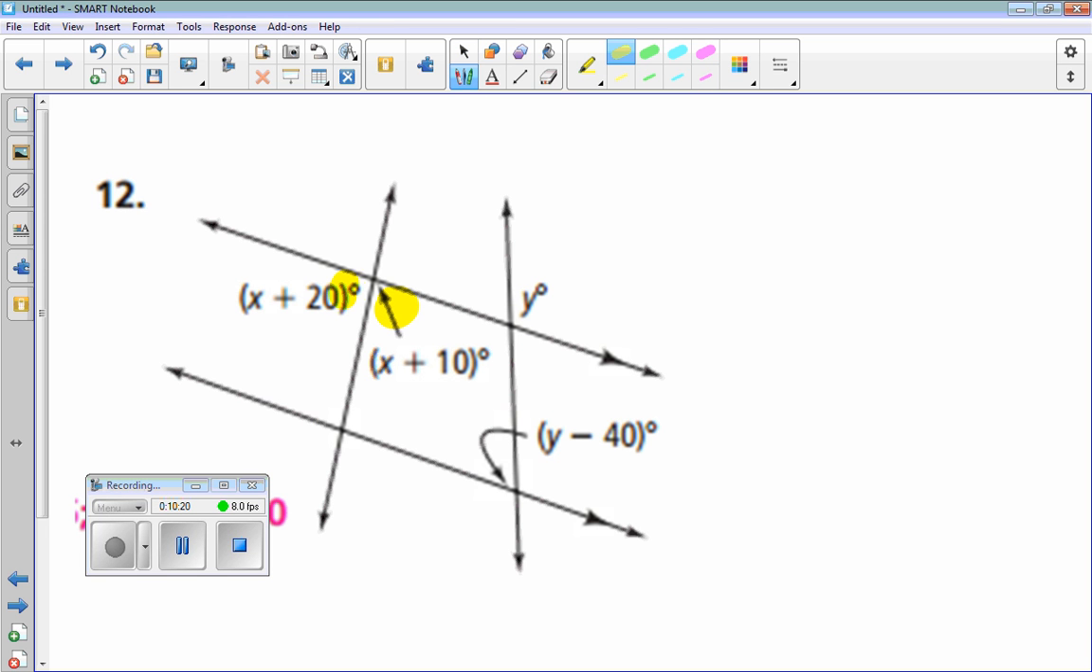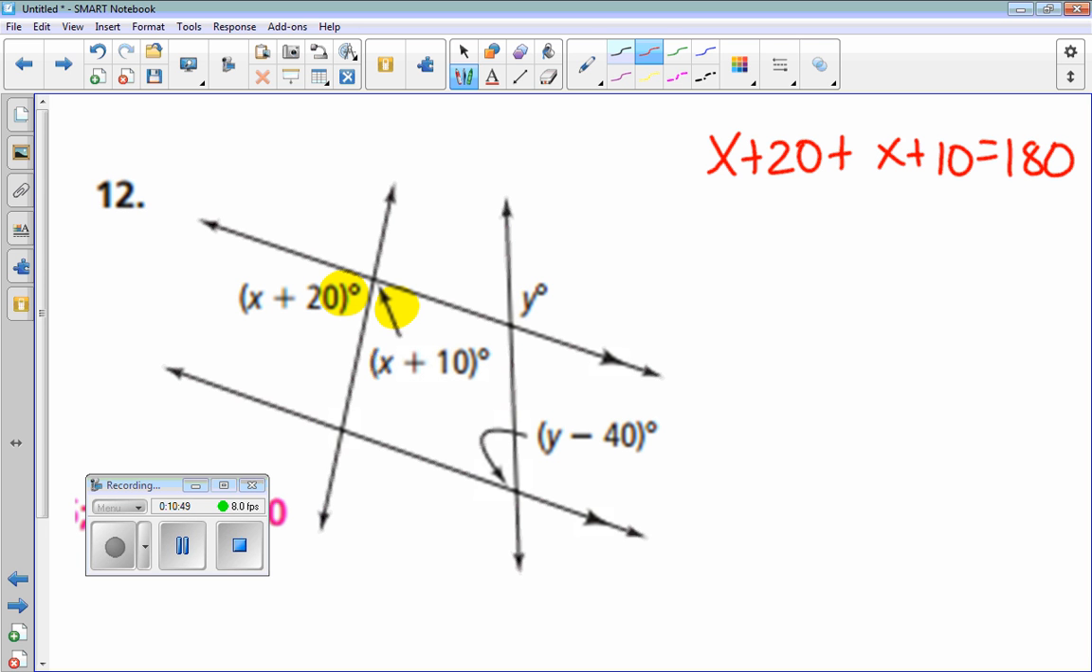But let's look at the two x angles. Is there a relationship between them? Yes or no? Yeah. What is it? They're a linear pair, which means that if I'm going to write an equation to solve for x, what is the equation going to look like? They add together to be 180. So let's go ahead and write that equation. So x plus 20 plus x plus 10 is equal to 180.